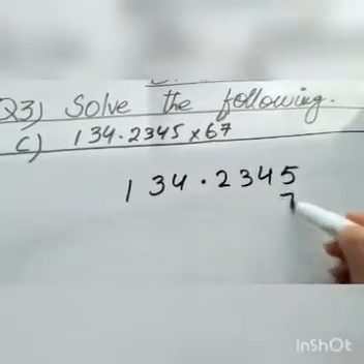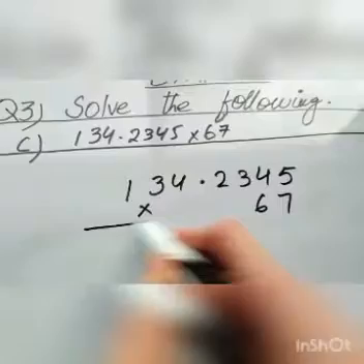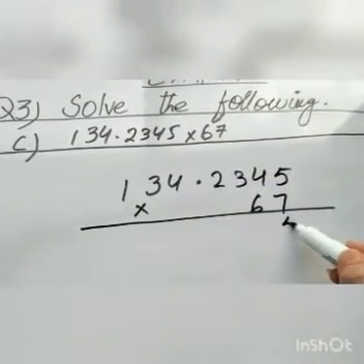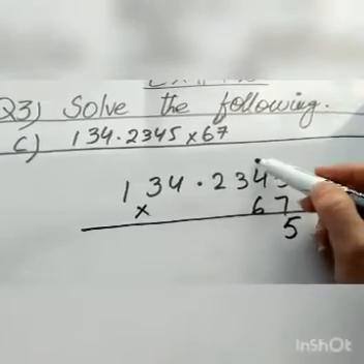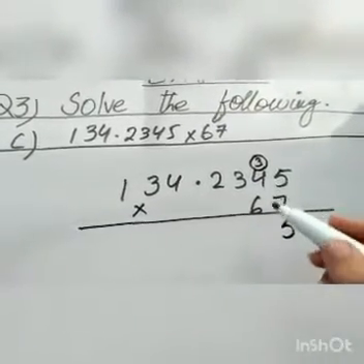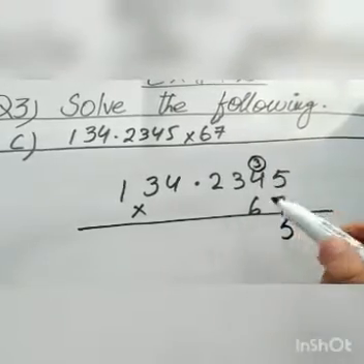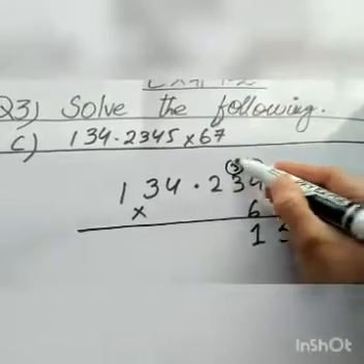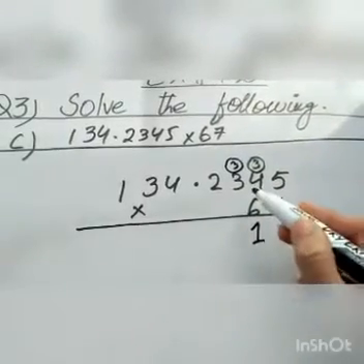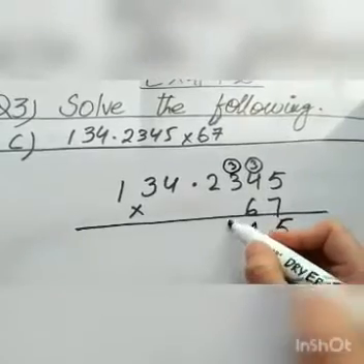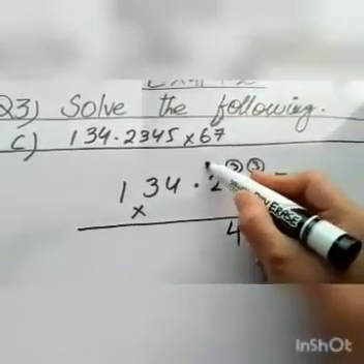7 5 times is equal to 35. We have to write 5 under the ones column and 3 carry over the next. 7 4 times is equal to 28. 28 plus 3 is equal to 31. 3 carry over the next. 7 3 times is equal to 21. 21 plus 3 is equal to 24. 2 carry over the next.